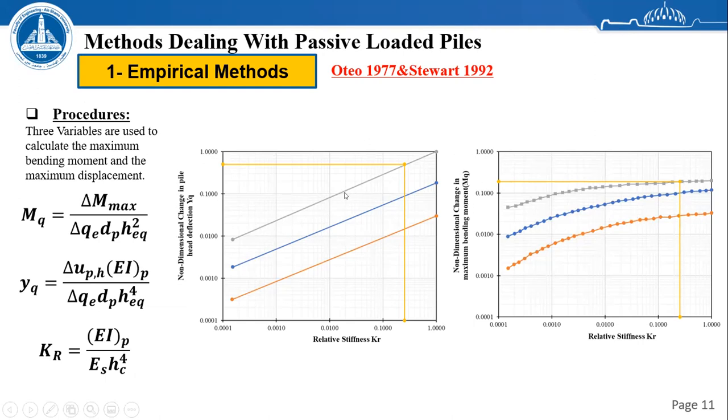We use this line when the ratio of the embankment load over the undrained shear strength of the soft layer is higher than 3. And we use this range of values between the blue line and the orange line when the ratio between the embankment load and the undrained shear strength of the soft layer is less than 3. When we enter this chart, we calculate the YQ value and the MQ value. Then we use these two equations to calculate the maximum moment, delta M maximum, and to calculate the maximum displacement on the pile. These equations are also a function of the pile diameter and the pile head fixity conditions, using the variable H equivalent.